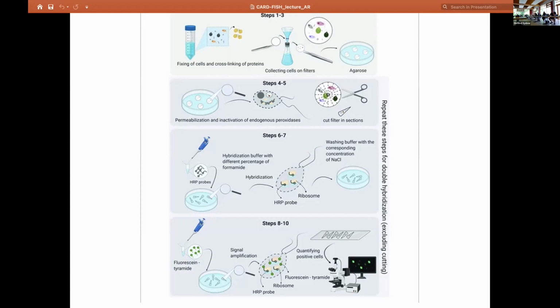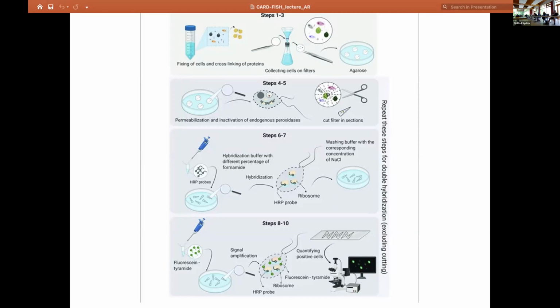We have our sample. We fix it. We usually fix it with formaldehyde. It works well for the fixation. Another fixative like glutaraldehyde sometimes produces some background noise, and we want to avoid that. So formaldehyde is working perfectly for us. We filter, and then we dip these filters in agarose just to ensure that we don't lose our sample, because in this technique we have a lot of washing, okay, and sometimes you could lose your cells.